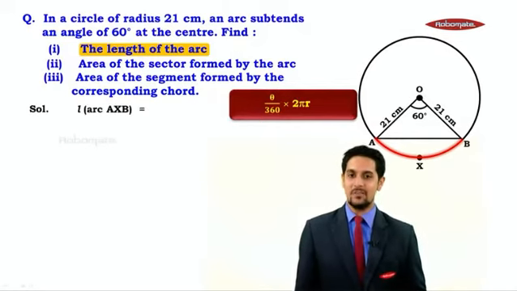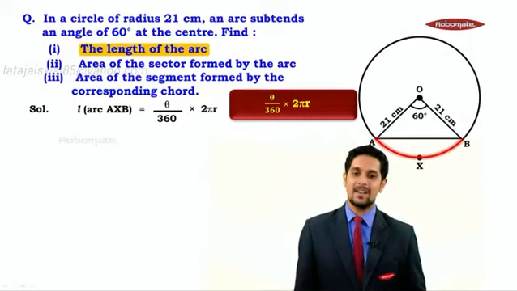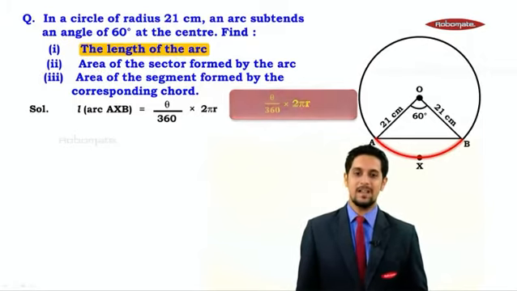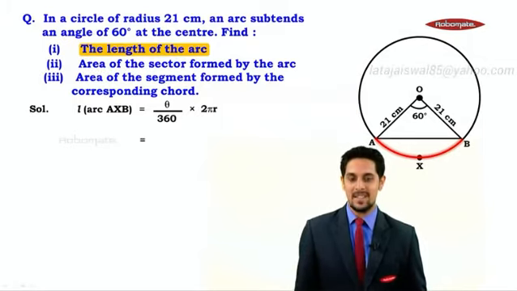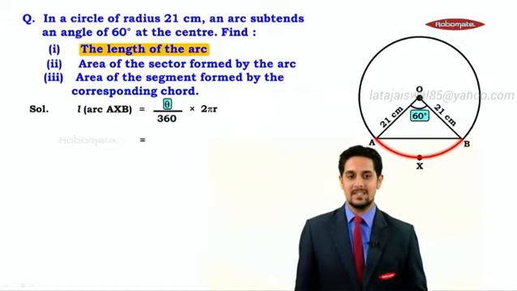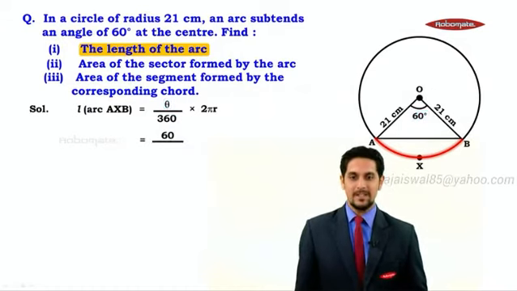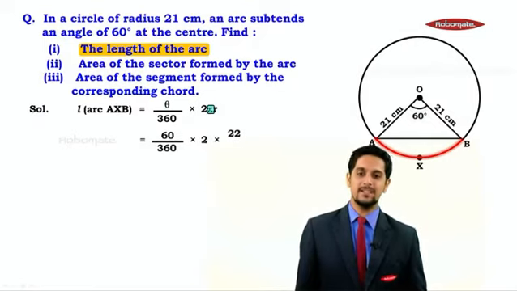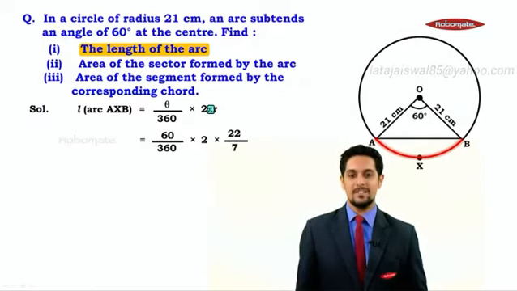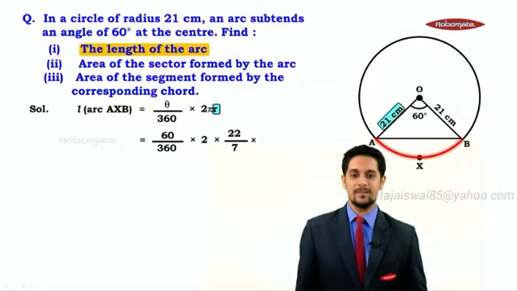So we write length of arc AXB is equal to theta upon 360 into 2 pi r. On substituting the values, we have the length of the arc is equal to theta as 60 upon 360 into 2 into pi, that is 22 upon 7 into r, that is 21.